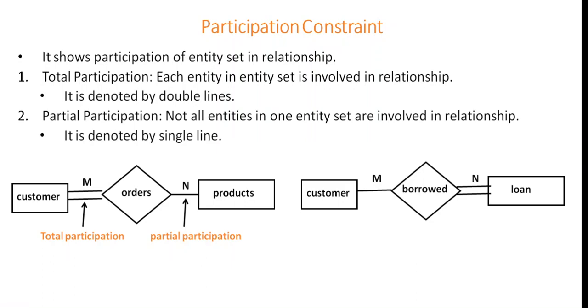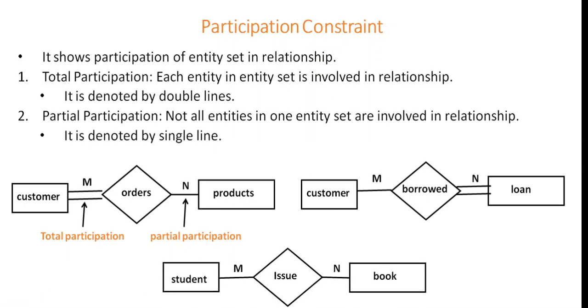But when we say 10 loan numbers are there, all 10 loan numbers have some customer ID, or all 10 numbers have a customer name. That's why loan has total participation. Okay, so this is the participation constraint in the ER model.